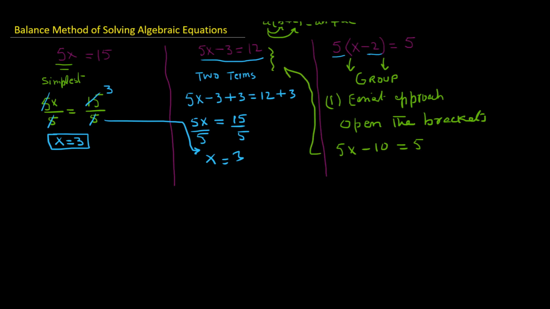If you compare this with this, very similar. So we remove this term by adding plus 10. 5x minus 10 plus 10, and we do the same plus 10 on the other side. So this will be removed. 5x equals 15. Now this is just like this question.